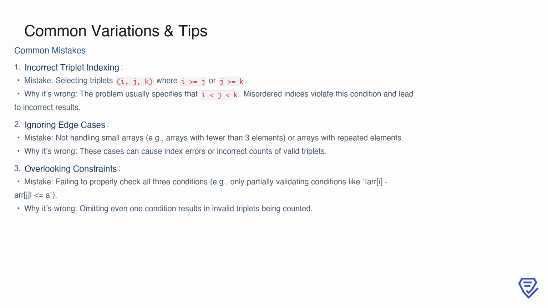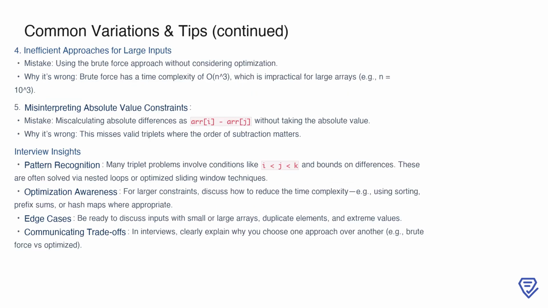Lastly, it's easy to overlook constraints when validating triplets. If you only partially check the conditions, such as verifying one or two constraints while ignoring the others, you risk counting invalid triplets. Ensuring that all conditions, including the bounds on absolute differences, are met is crucial to solving this problem accurately. Now, let's discuss additional challenges that often come up and how to address them.